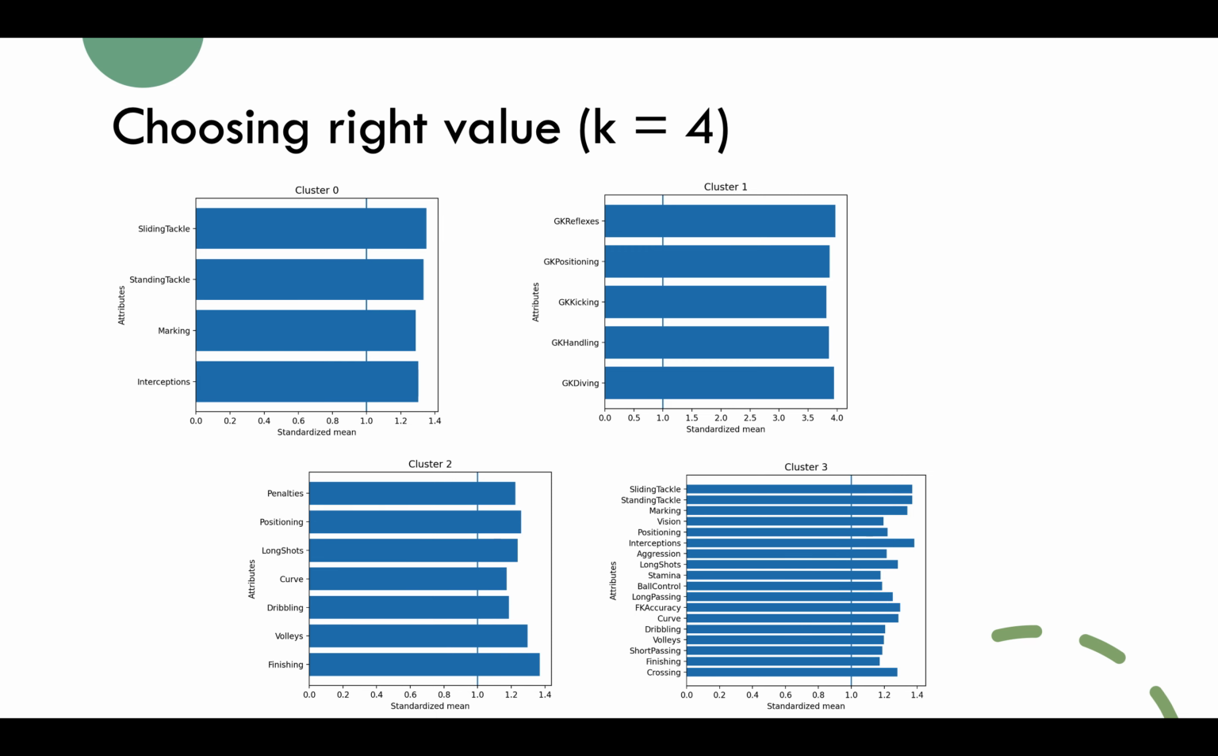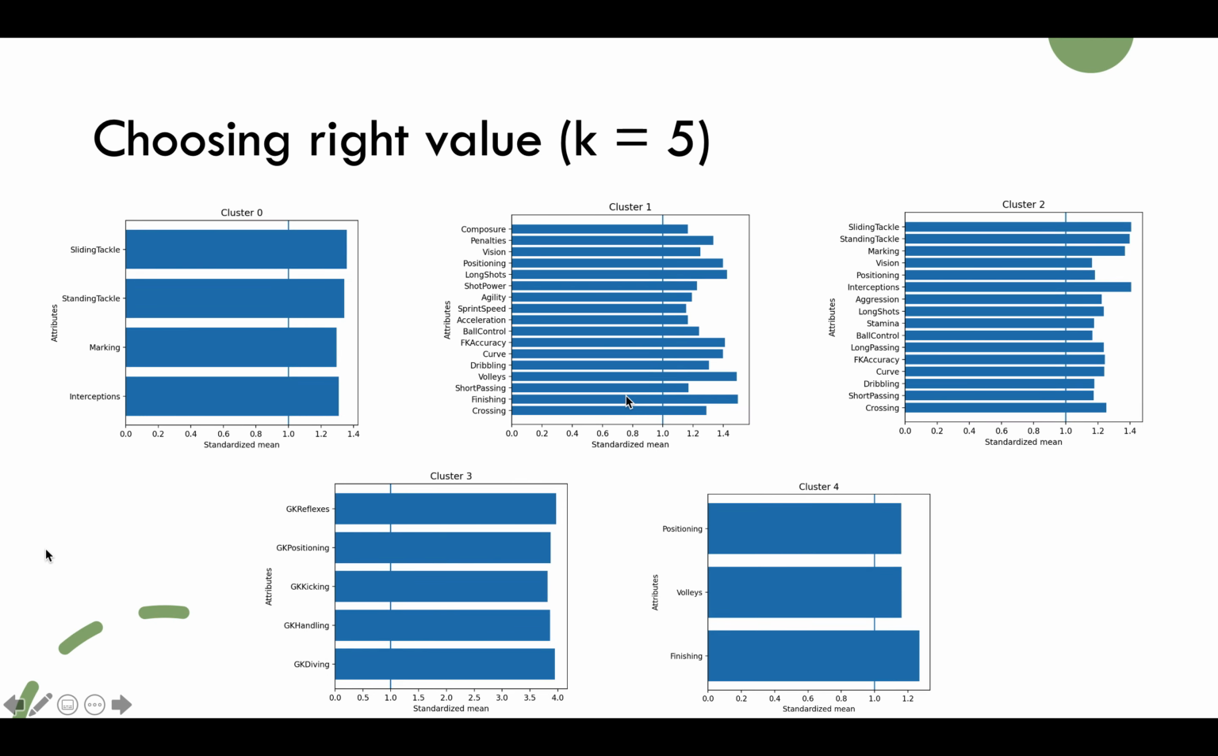When I take the value of k as 4, the categorization is a bit more structured. Here we can see that defenders have more attributes allocated to them, whereas we have another new type of cluster, that is center fielders, midfielders.